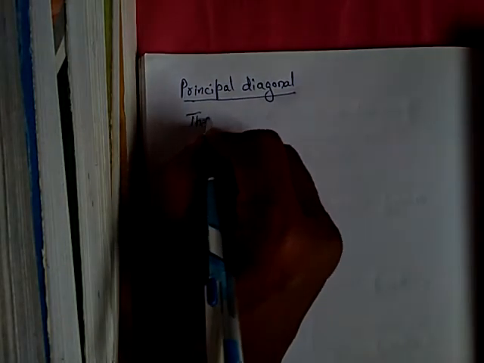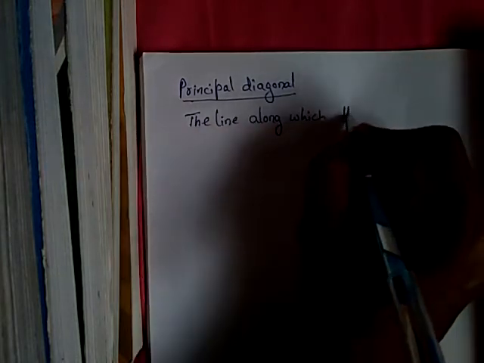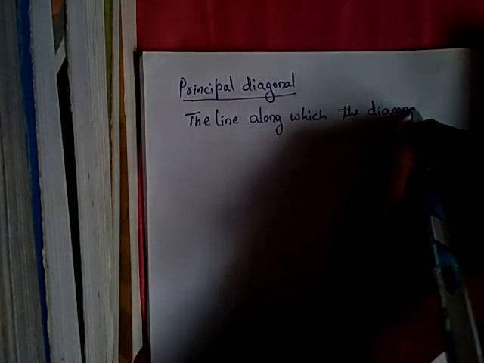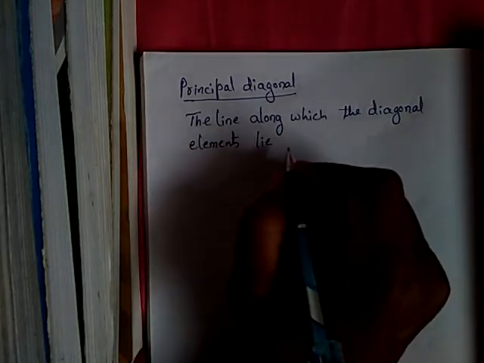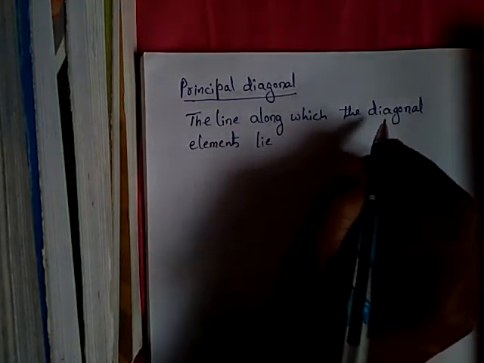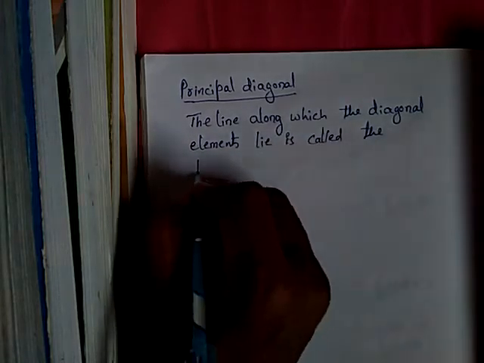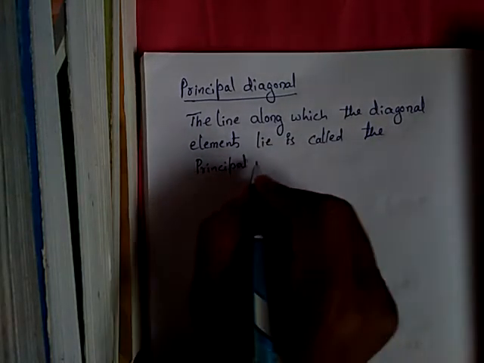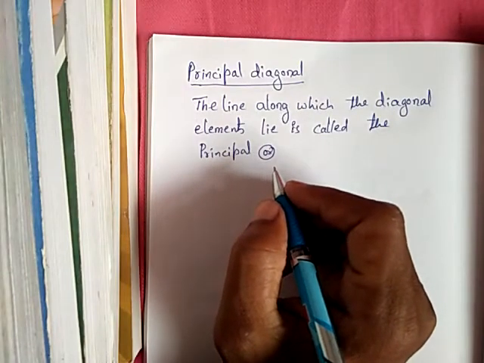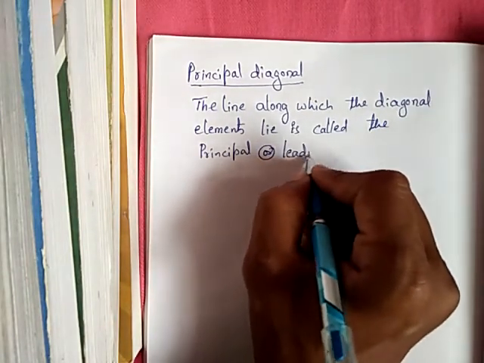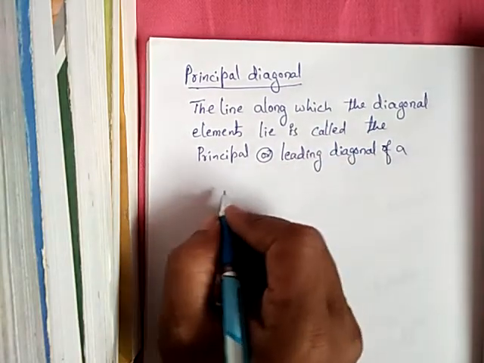Okay, so the line along which the diagonal elements lie is called the principal or leading diagonal of a matrix.